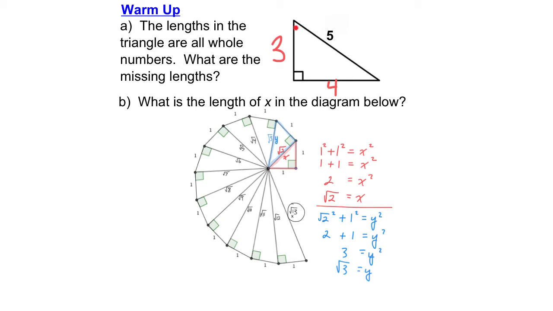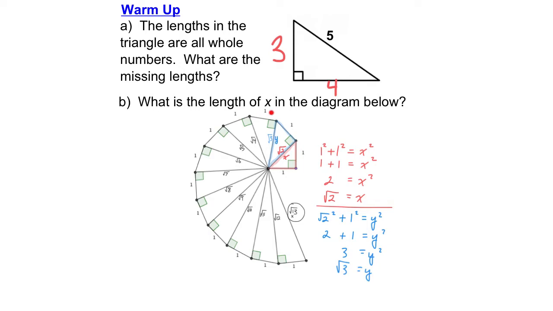Also, you know that these sides have to be smaller than 5 because this is the hypotenuse. It has to be the longest side. So then you can basically just guess and check with different numbers that are less than 5.